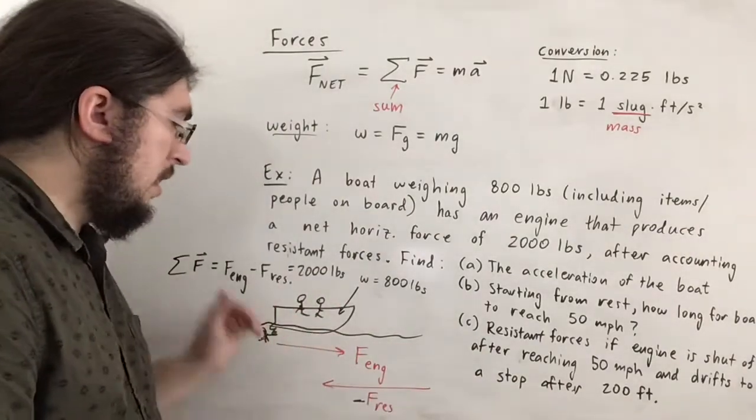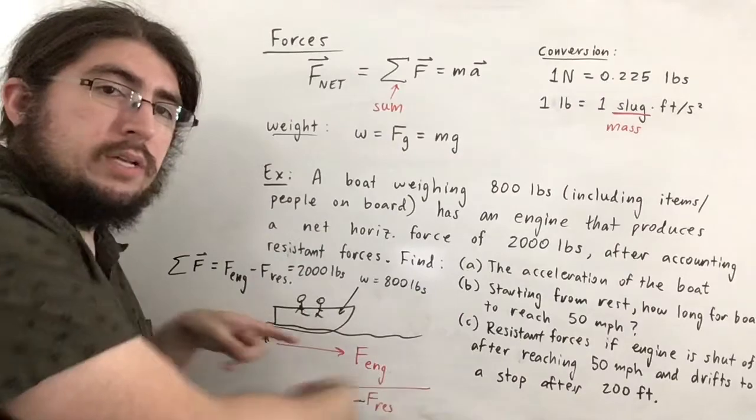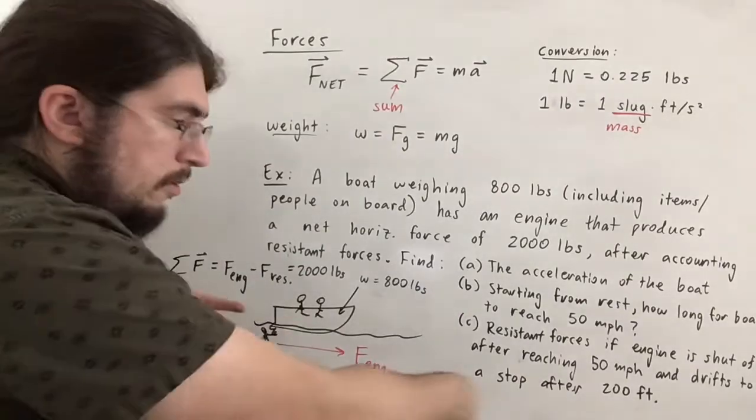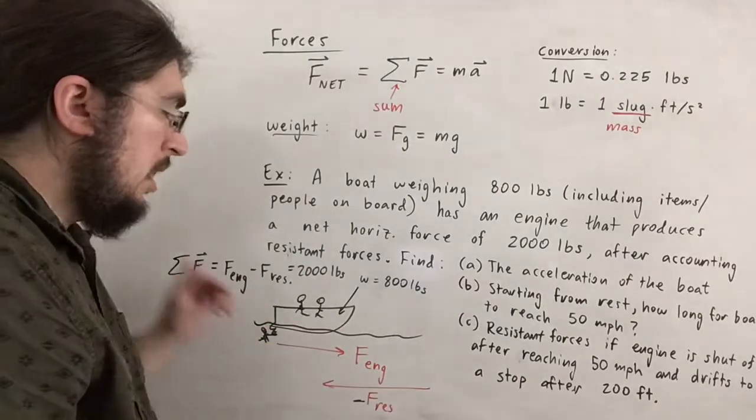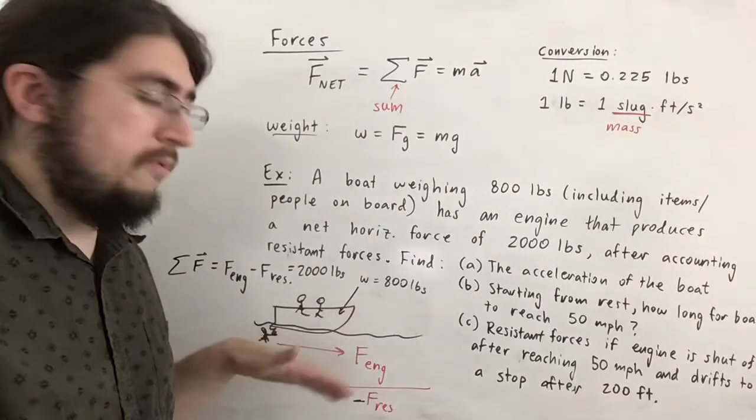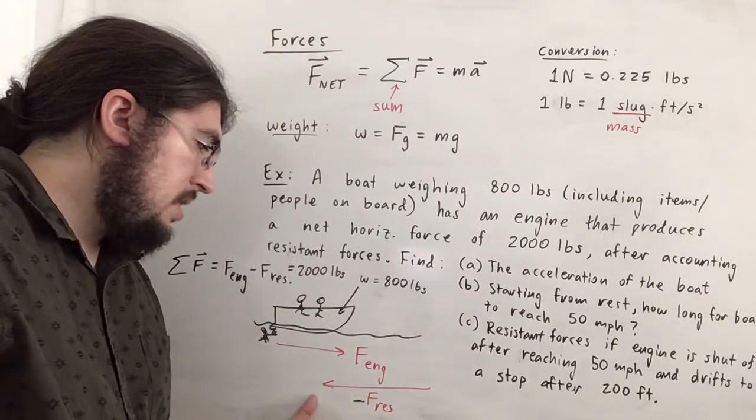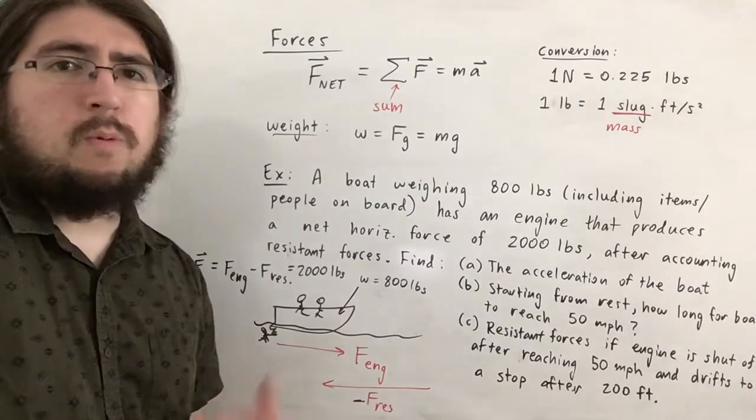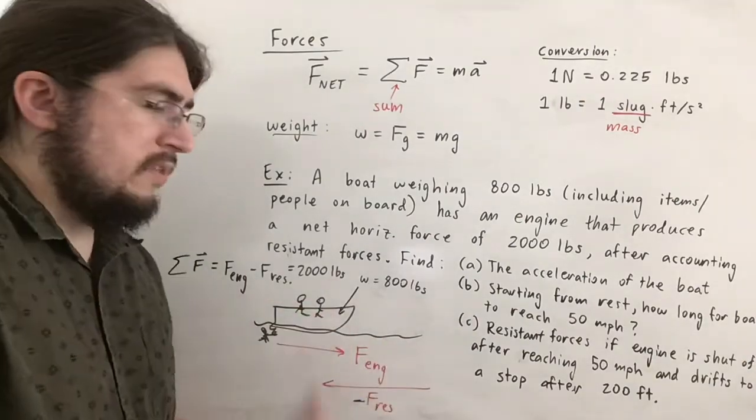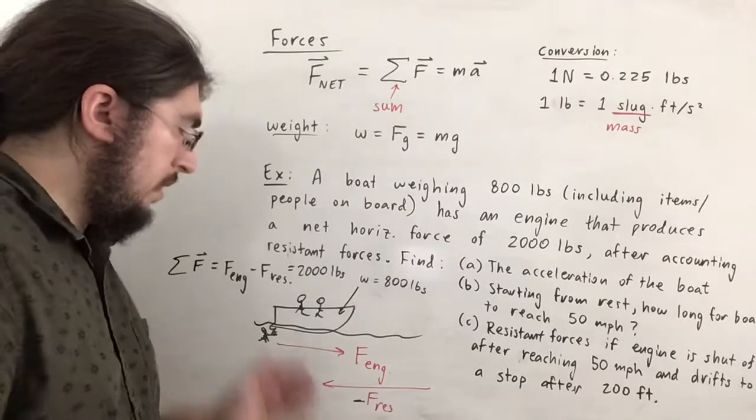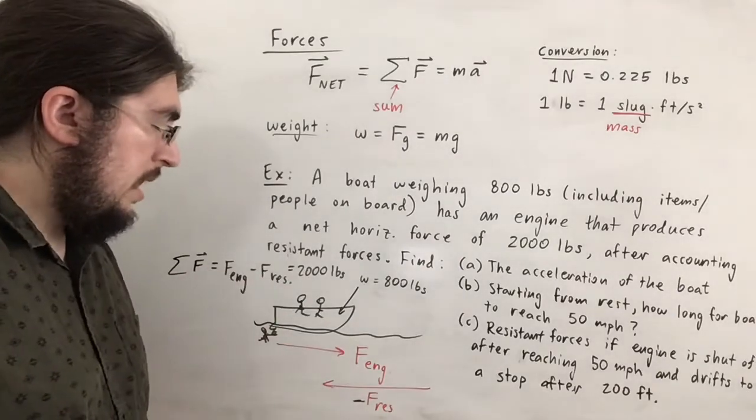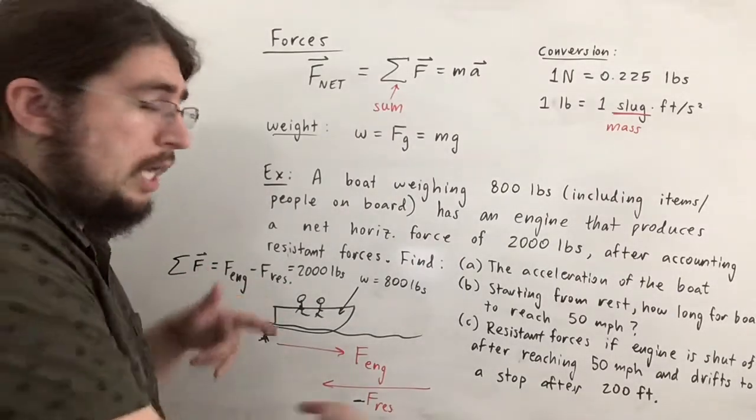We have this boat, and there are two forces. Notice I'm writing these arrows to represent the directions of the forces. We have the force supplied from the engine, and then we have the resistant forces, which could be wind or the resistance of the ocean, just whatever resistance we face when traveling. And notice here it's a negative force going in the opposite direction.